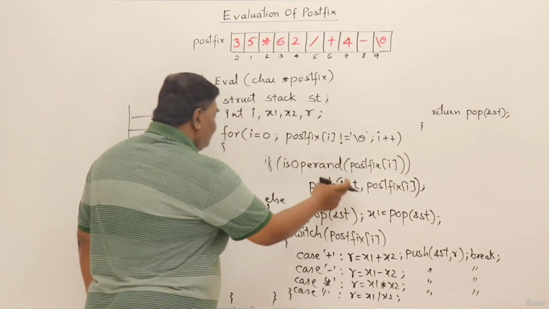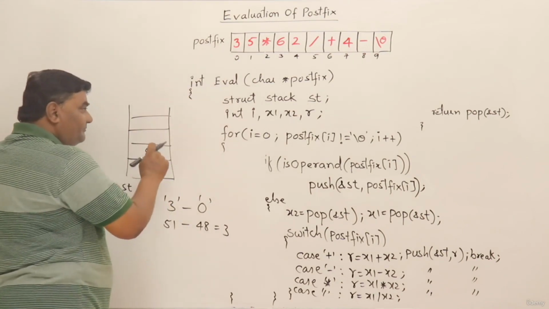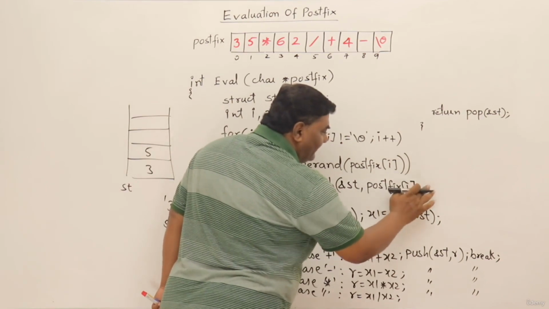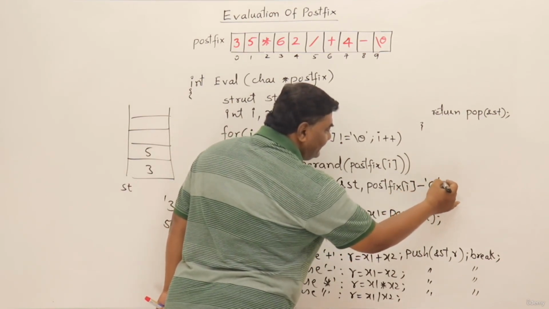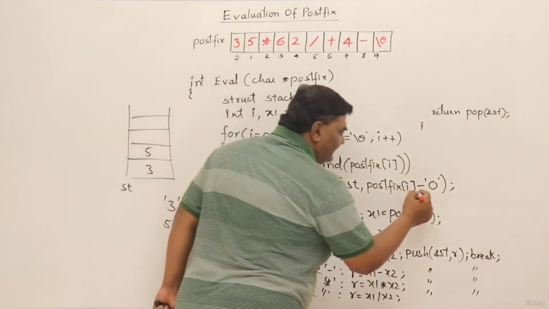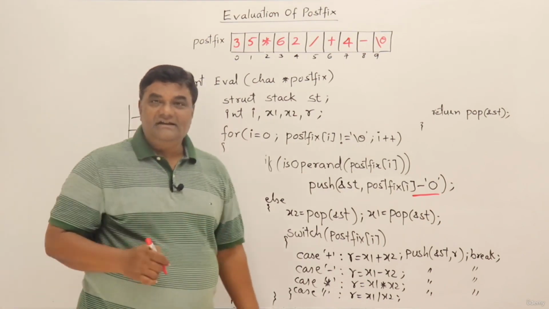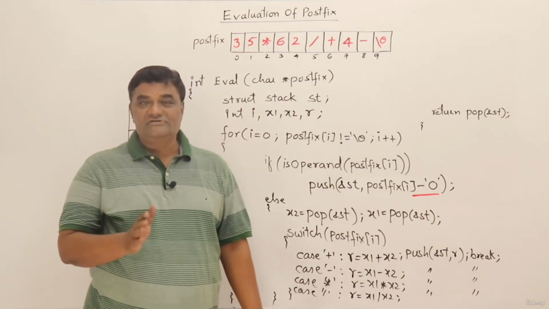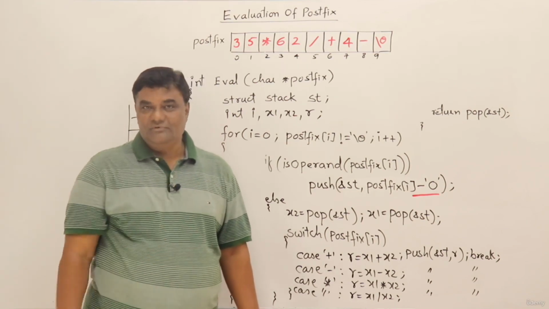So when I am pushing the value into the stack, I should not push 51 for 3. I should push number 3, integer 3. So when pushing here, from the postfix symbol, I will subtract the ASCII code of 0. So this is the interesting thing here. Subtract that, and those characters will become integers. So that's all. This was the simulation function of evaluation of postfix.